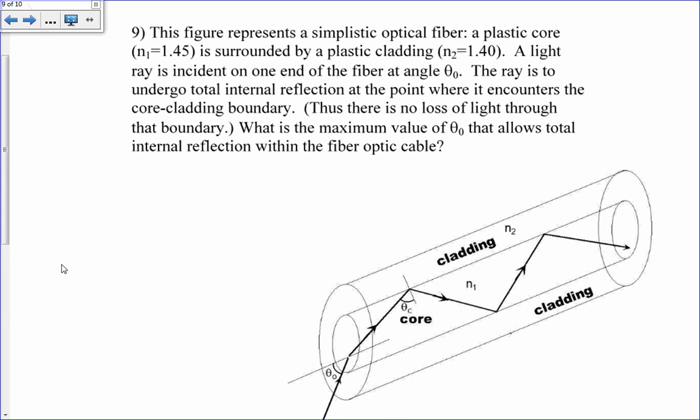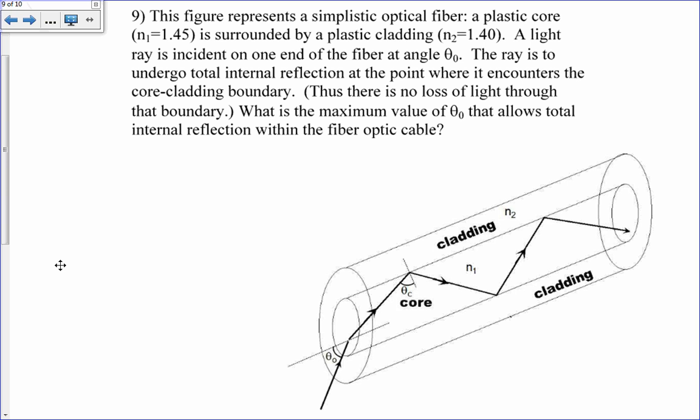This figure represents a simplistic optical fiber. I have a plastic core surrounded by a plastic cladding. Notice that the cladding has a lower index of refraction than the core. So this is 1.4 and this is 1.45. Out here we have n equal to 1, and I'll call this n0.